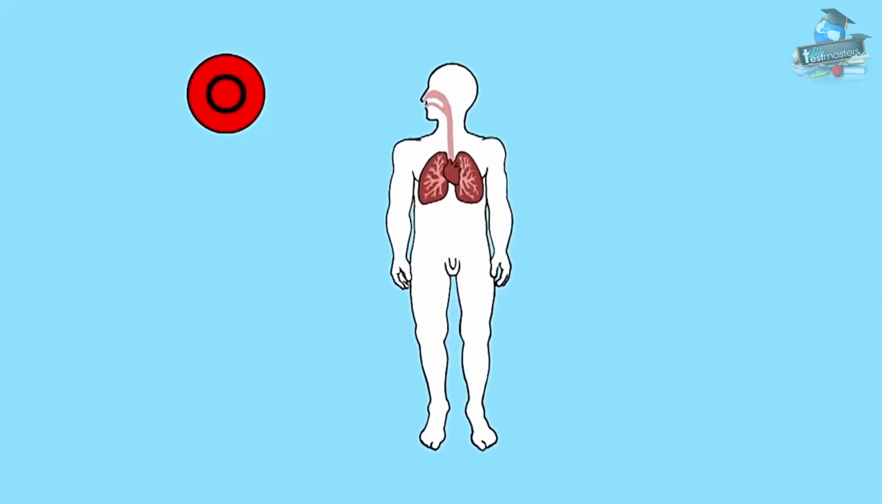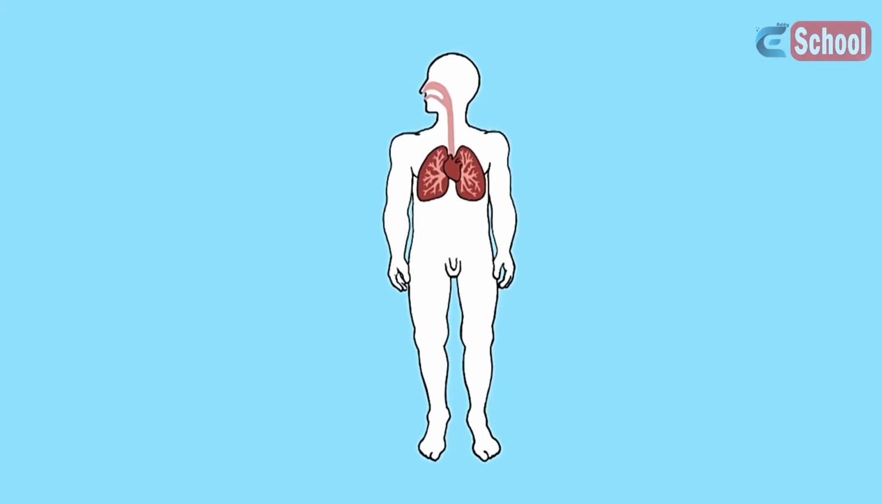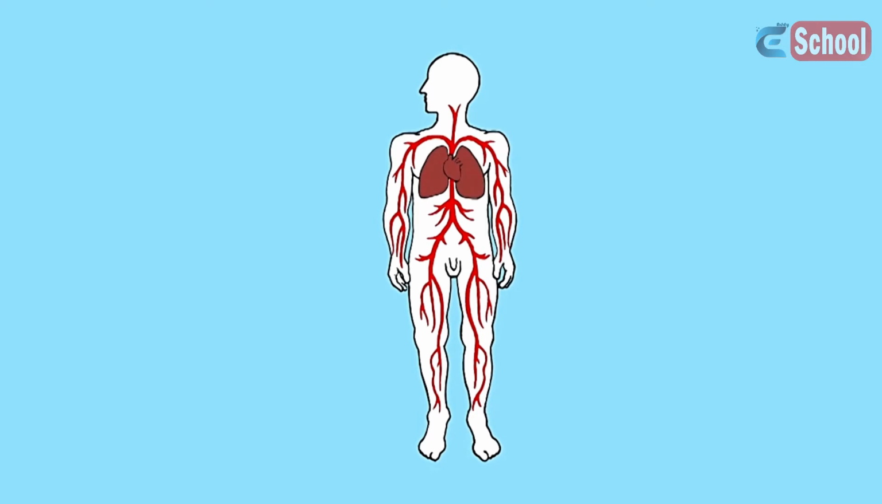Oxygen is used by the human body in a process called respiration. Take a deep breath in. Hold it for a few seconds. The air that entered your body has now been held in the lungs. Some of the oxygen you breathed in has been taken into the bloodstream and transported to parts of the body where it's needed.